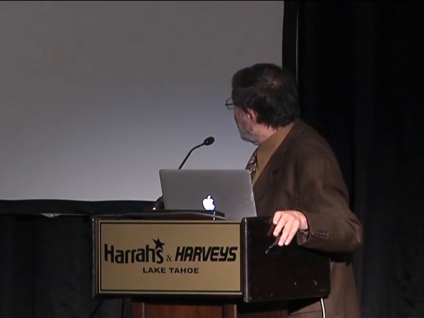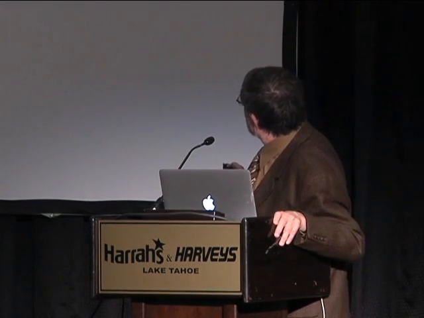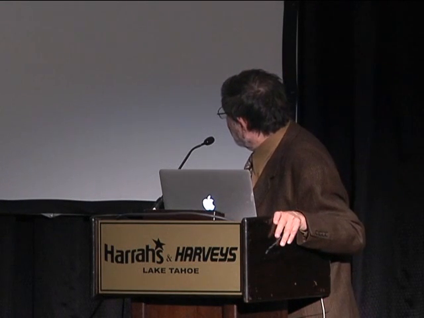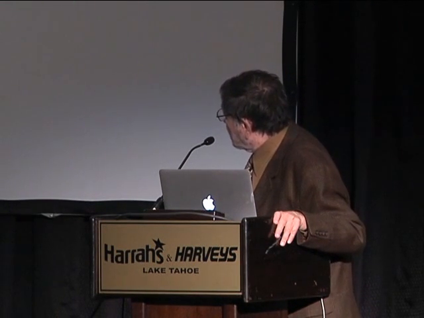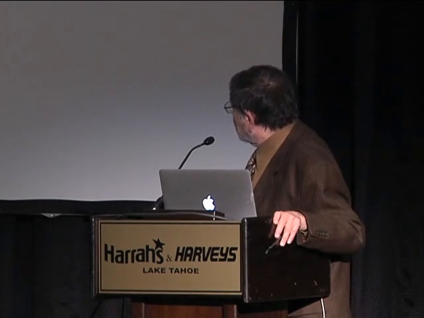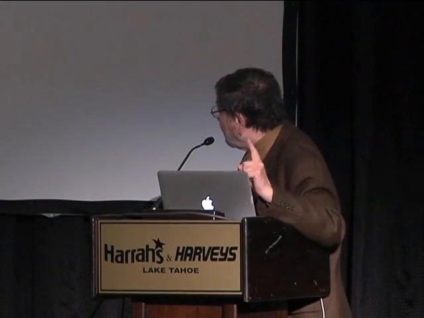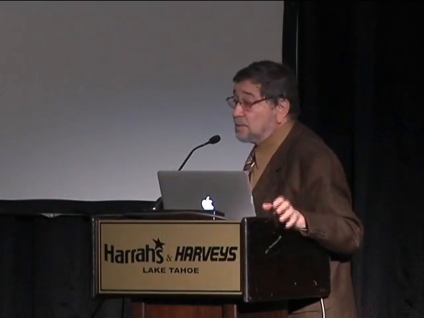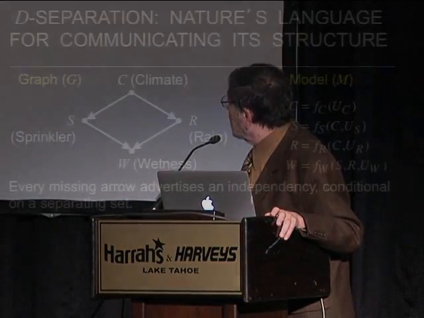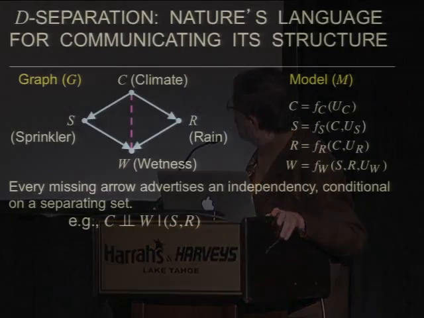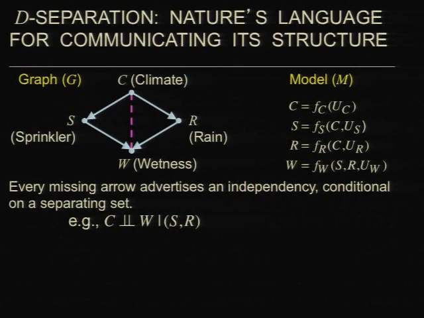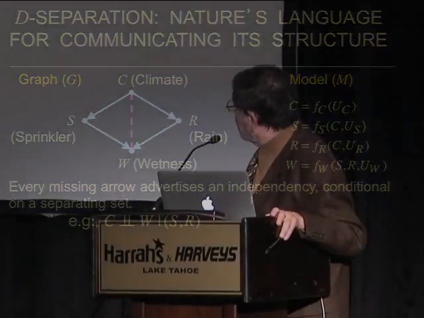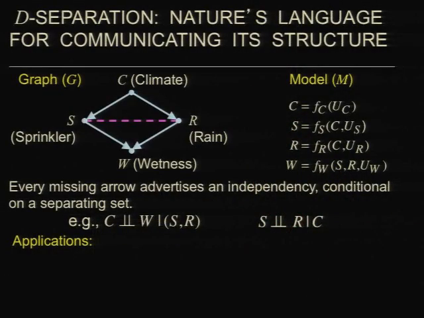And it says that if the U's are independent, you see those U's? If they are independent, then the observed distribution P of all the variables here satisfies constraints that are independent of the functions f and of the probability we assign to the U's, as long as they are independent, and they are readable from the graph. So here is a missing link, you have separation. Here you have a missing link, separation. And these are the conditional independencies that are implied by those separations.